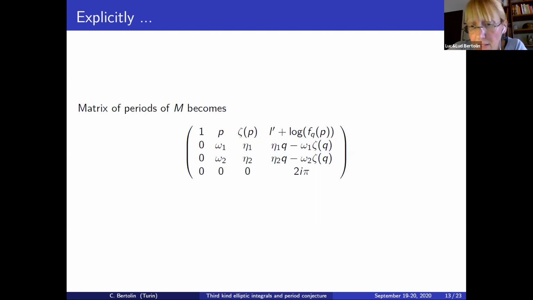2 pi I, in fact, is the period of Gm. And omega 1, eta 1, omega 2, eta 2 are the periods of the elliptic curve. So the periods of M are composed of the periods of the elliptic curve, which are well known, the periods of the torus, which are well known, and I have to add the period related to the point P, the period related to the point Q, which parameterizes the extension, and the period related to the point R.